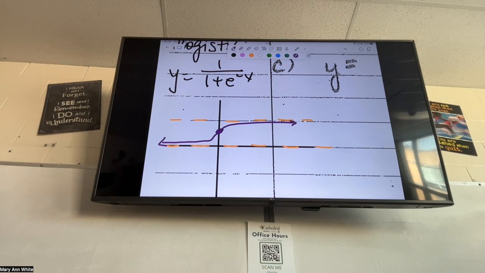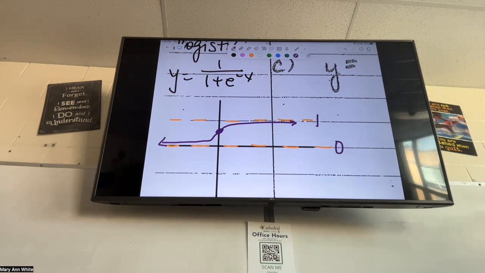So let's think about this. The problem that we're looking at says that we want to find the horizontal asymptote and the y-intercept. The horizontal asymptotes are always going to be, one's always going to be at 0. And the other one is going to be the same as the numerator. Notice that the numerator on this problem that we're looking at right now is 1. And notice that my horizontal asymptote is also at 1. That's not a coincidence. That is a rule of these functions.